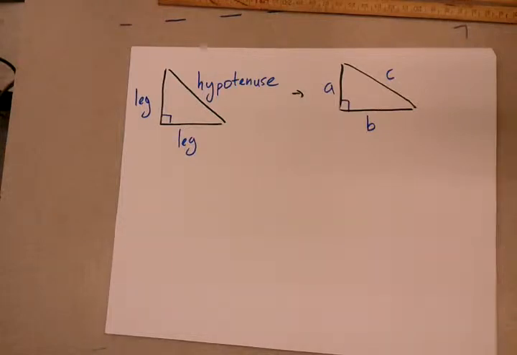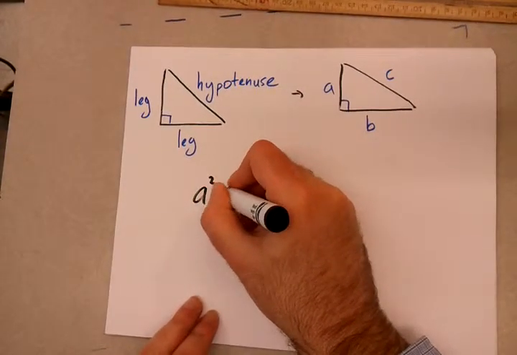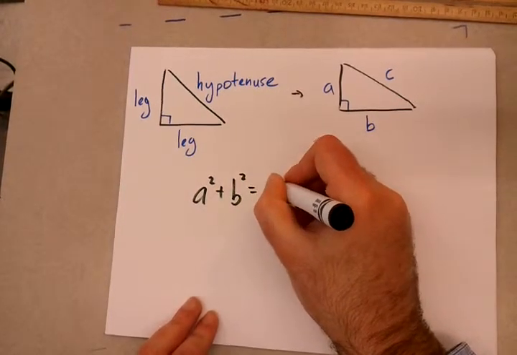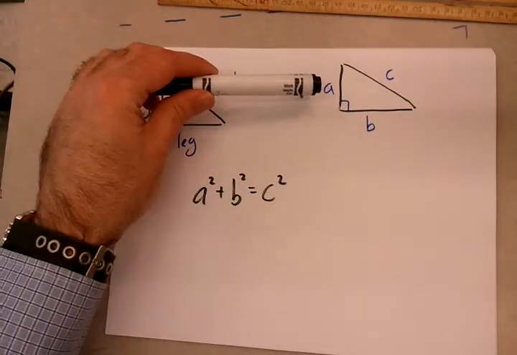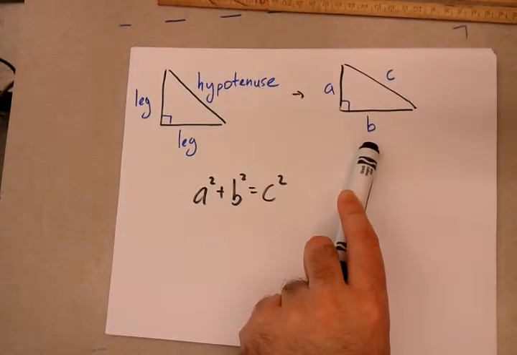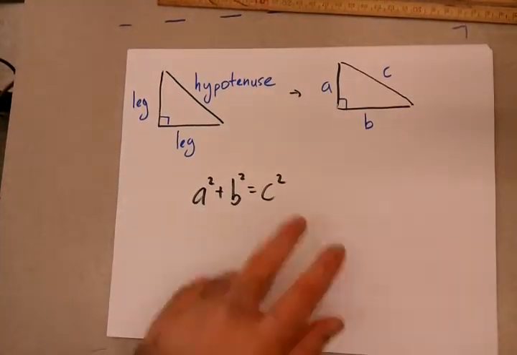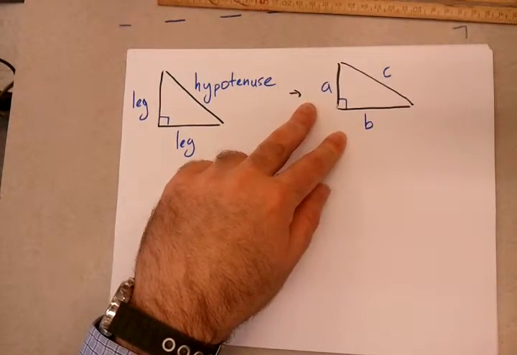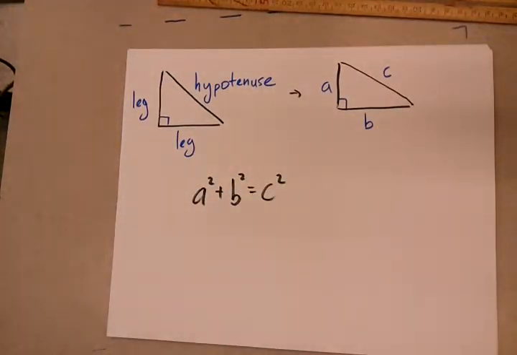That being said, the Pythagorean theorem has this particular formula that you have to memorize. A squared plus B squared equals C squared. The theorem states that if you take the square of one of the short sides and add the square of the second short side, they have to equal the square of the long side, the hypotenuse. So the sum of the squares of the two short sides has to equal the square of the long side. That's essentially the Pythagorean theorem in a nutshell.